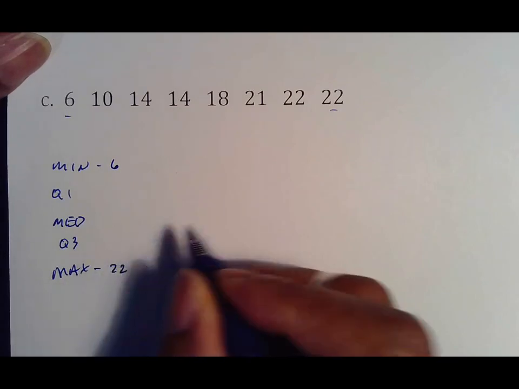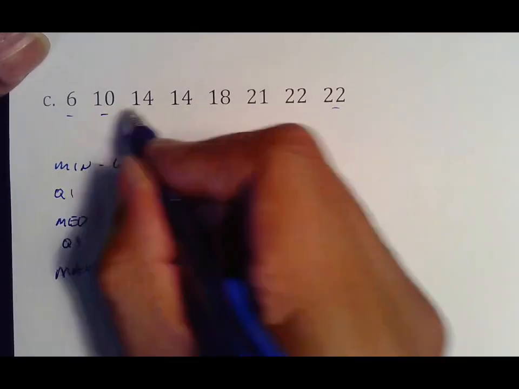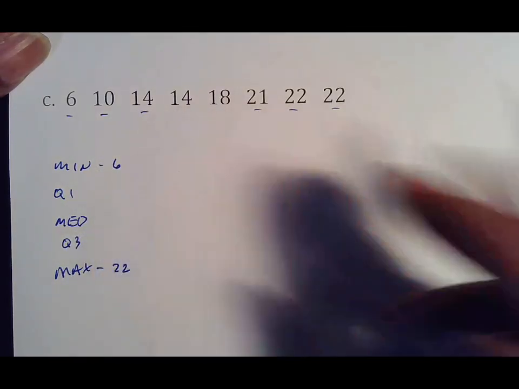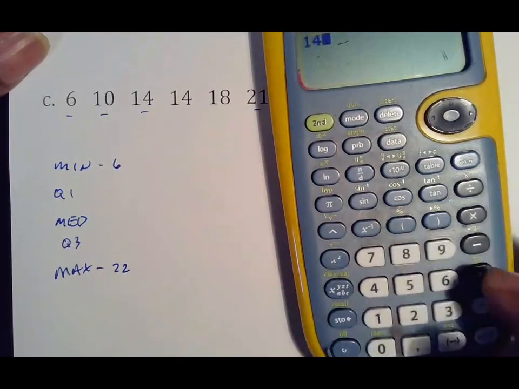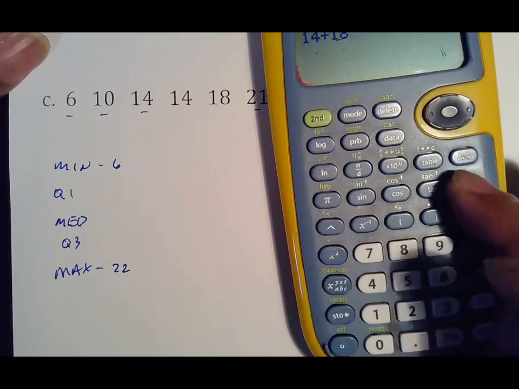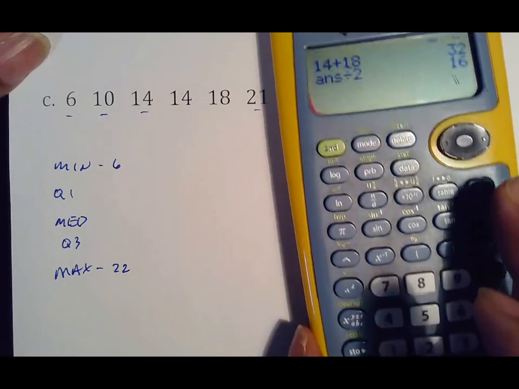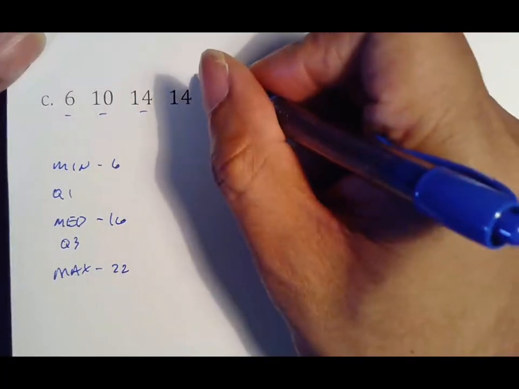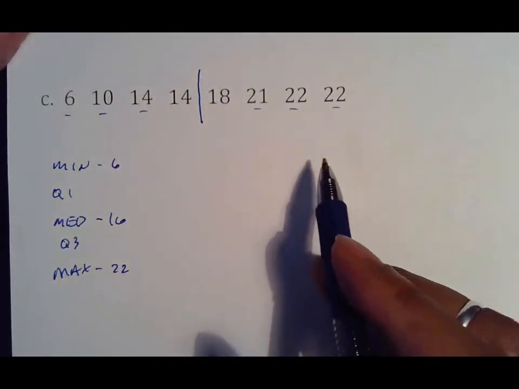Your maximum is 22. Your median is, again, there's 2 numbers here, so 14 and 18. That averages out to be 16. And because 16, that number, is not actually in the middle, we split it here.